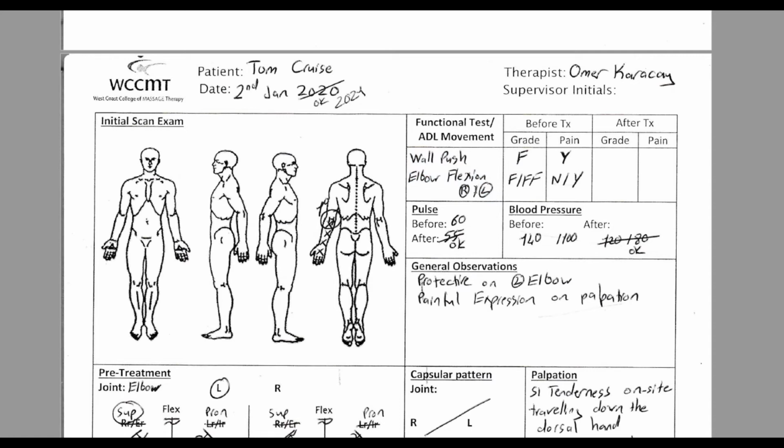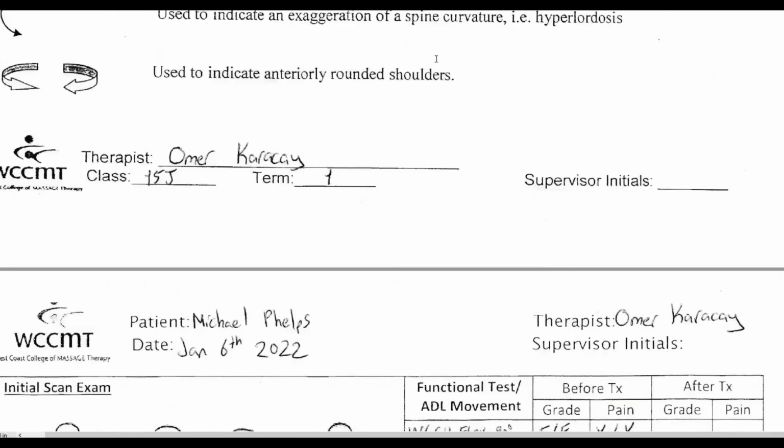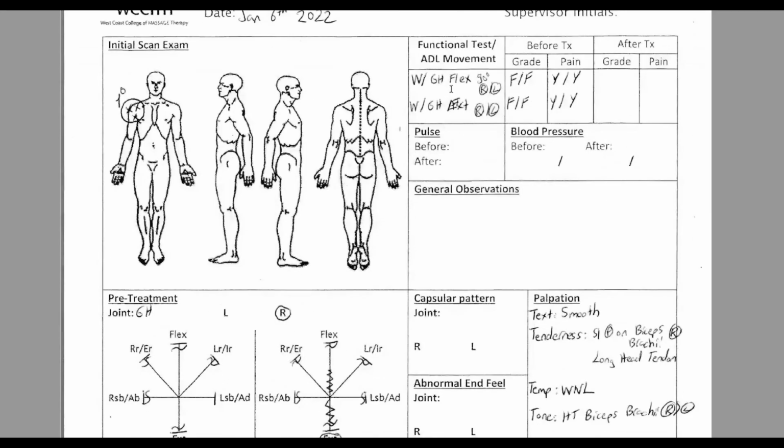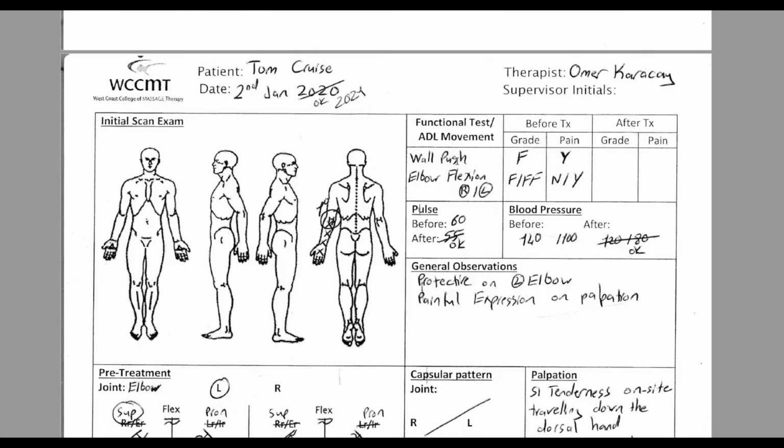Okay, first of all, I made a mistake on the date. And how do you correct the date? By simply putting a single line through it and putting your initials and the correct answer. So it's going to be 2021 instead of 2020. In this case also, this needs to be weighted elbow flexion, so we have to put a W, just like on the GH example. I need to put a W there to signify that there was weighted elbow flexion, okay?